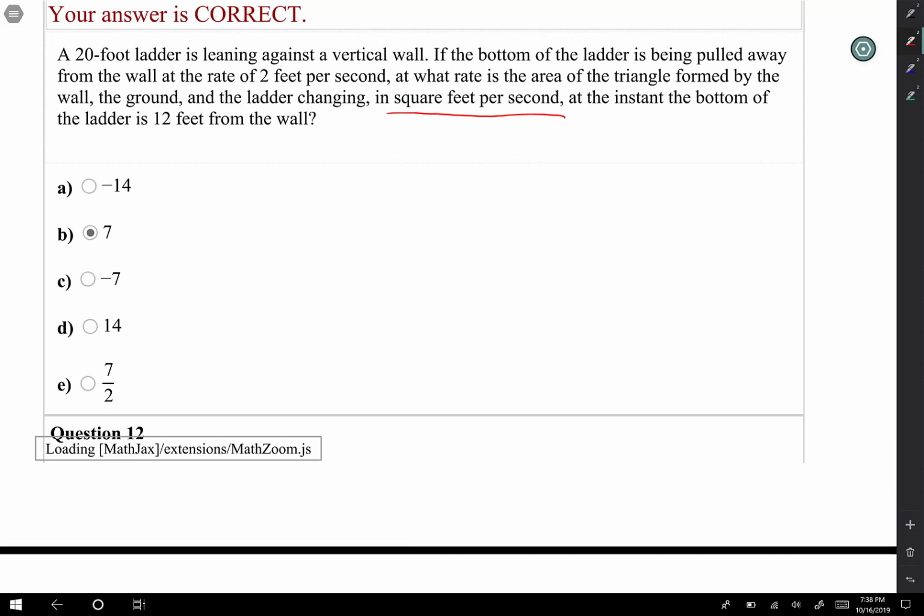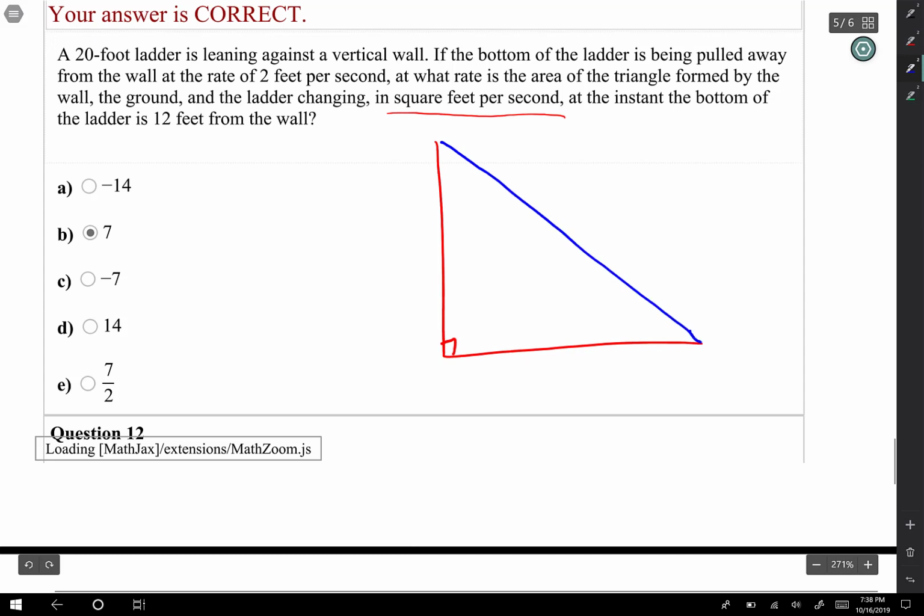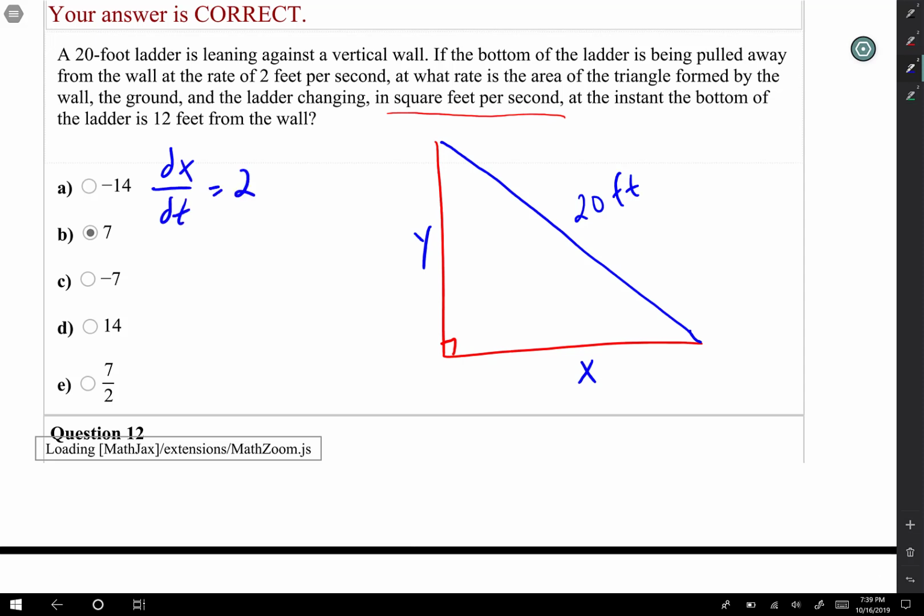So we have a ladder. Here's my wall, and the ladder is this guy in blue. It's a 20-foot ladder, so this is 20 feet, and it's not changing. The bottom of the ladder is being pulled away from the wall, so I'm going to call this x, and I'm going to call this y. It's being pulled away at a rate of 2 feet per second, so dx/dt is equal to 2. They want the rate of change of the area in square feet per second at the instant the bottom of the ladder is 12 feet from the wall. So that means x is 12.